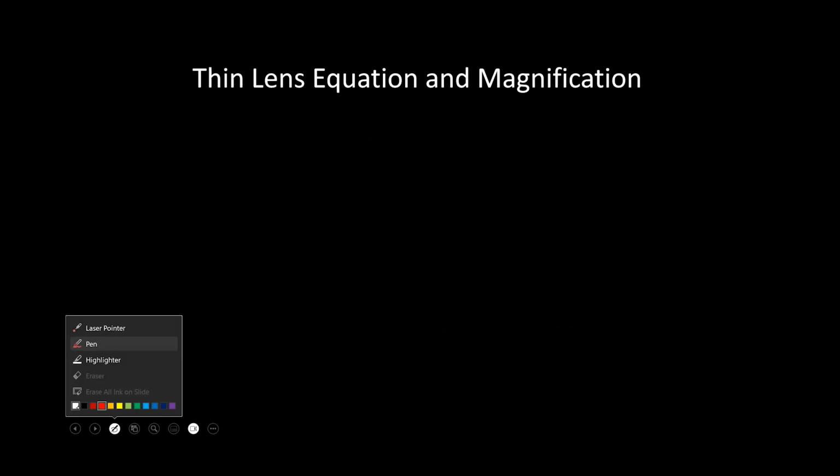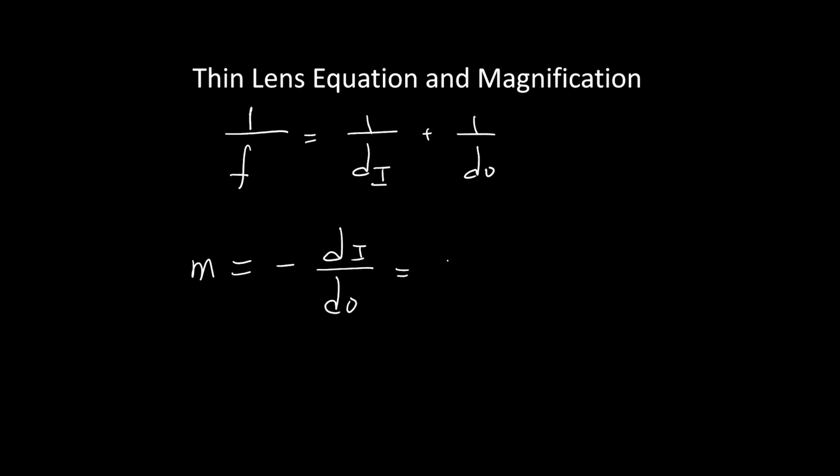So the lens equation and magnification: we still use the same equations as we used before. 1 over f is 1 over d_i plus 1 over d_o. These mean the same thing: distance to image, distance to object, and focal length. And the magnification is negative d_i over d_o, or h_i over h_o.